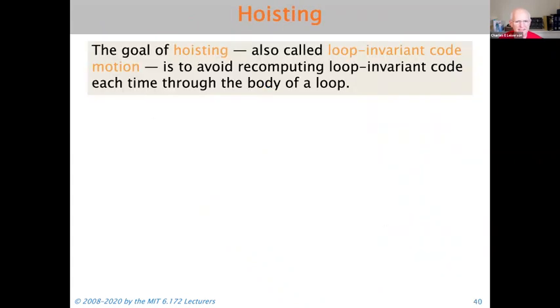So a lot of things deal with either things in the loop or dealing with loop control. The first one we're going to talk about is the most basic one, and it's the idea of hoisting, sometimes called loop invariant code motion. This doesn't deal with the loop control, it deals with the body of the loop. The idea is to avoid recomputing things every time through the loop.